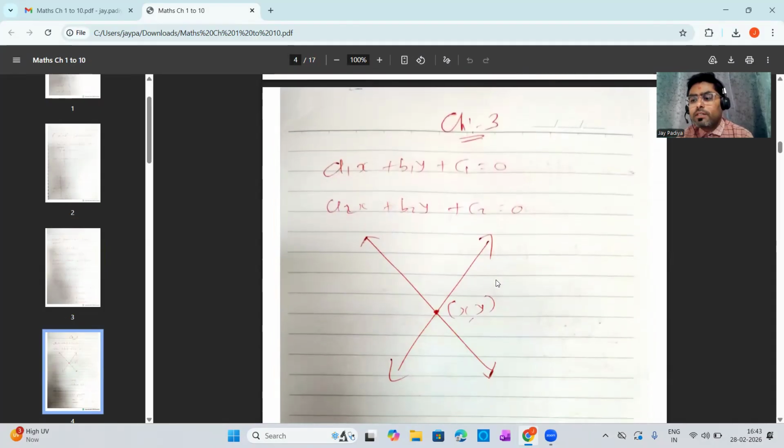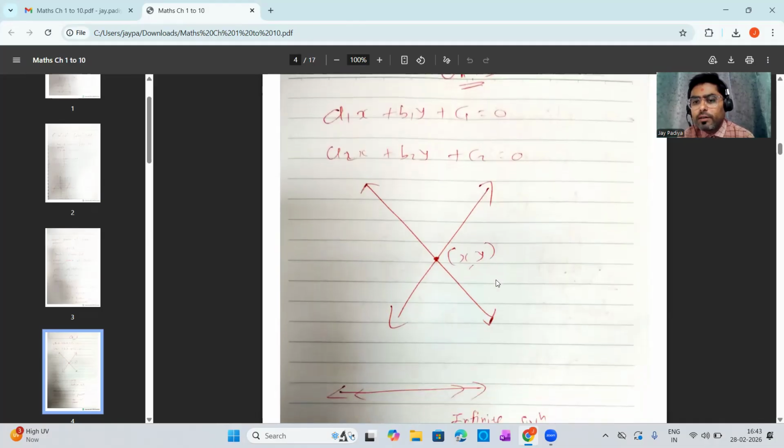Pair of linear equations in two variables. Okay, so make sure that I have written two general equations of linear equations in two variables: a1x plus b1y plus c1 equal to 0, a2x plus b2y plus c2 equal to 0, right? Solutions mean whenever these two lines intersect with each other. So intersecting points के coordinate जो है वो आपका solution है.